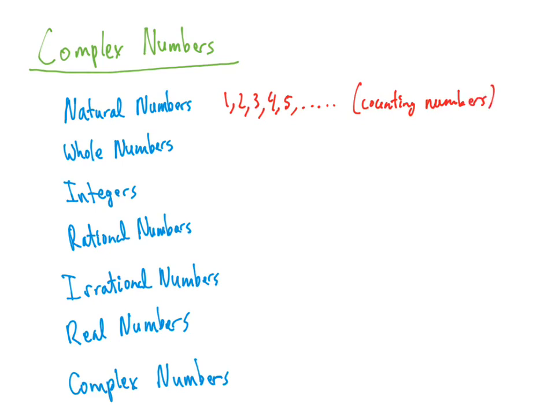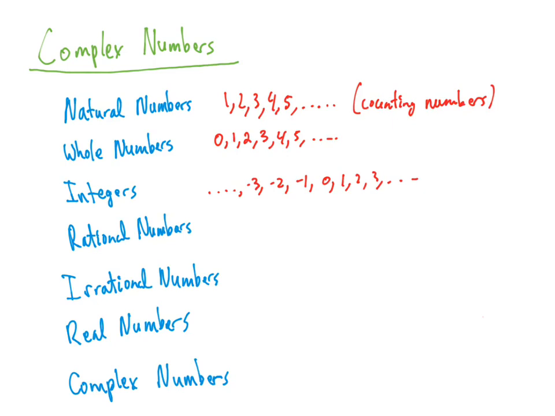Next we have the whole numbers, and the whole numbers are just the counting numbers, but we include 0. So the whole numbers are just one extra number as compared to the natural numbers. The integers are the whole numbers, but they include the negative whole numbers as well. So any negative or positive whole number is an integer.